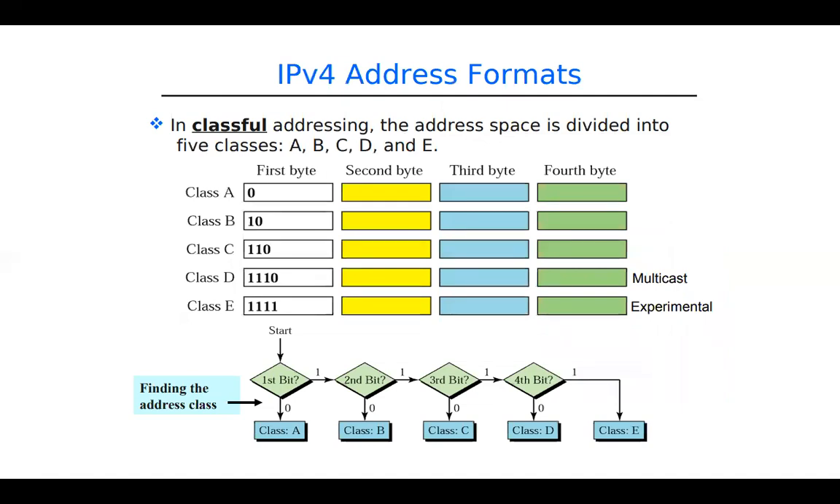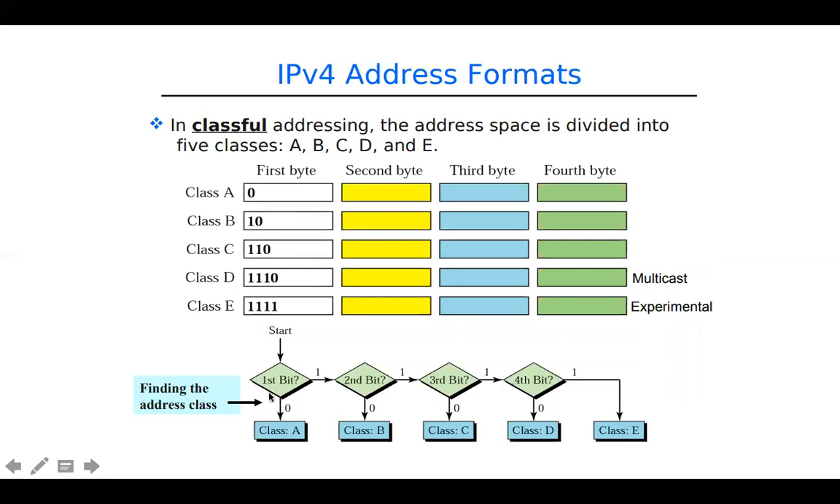So in classful addressing, the address space is divided into 5 classes: A, B, C, D, and E. In order to determine whether it falls under class A, B, C, D, or E, you need to refer to the first byte. If the first byte is 0, then it is class A. If the first byte is 10, then it is class B. If the first byte is 110, then it is class C. If the first byte is 1110, then it is class D. And if the first byte is 1111, then it is class E. So this is basically how the system determines the class.